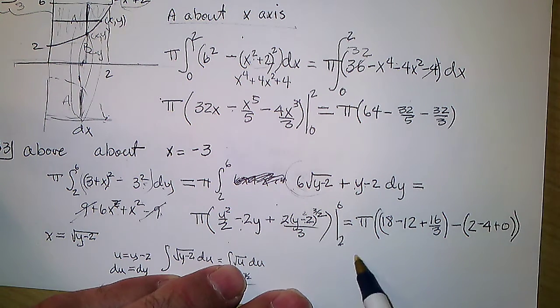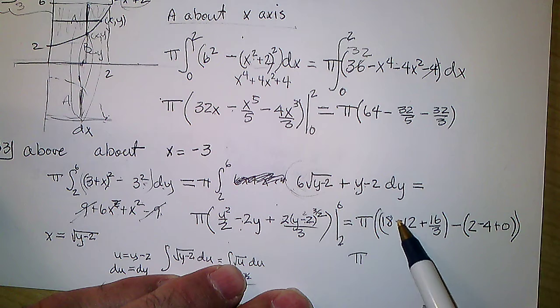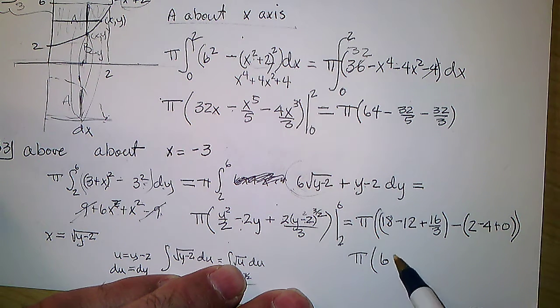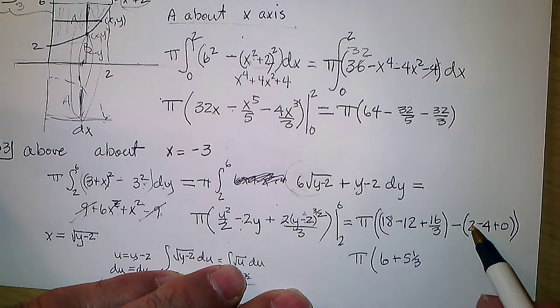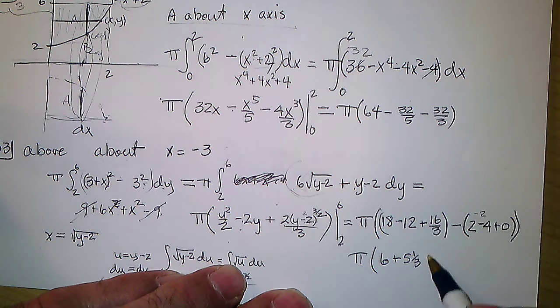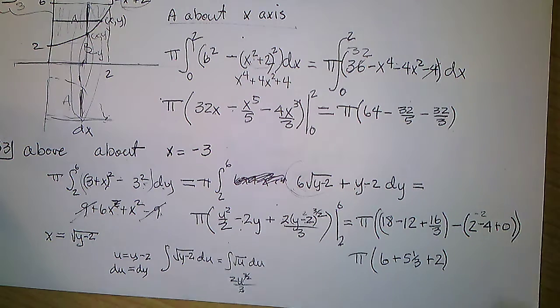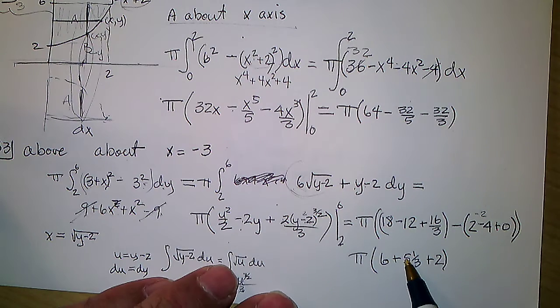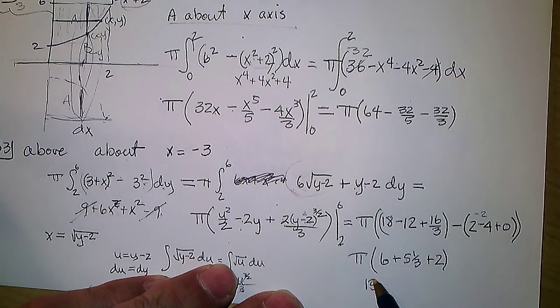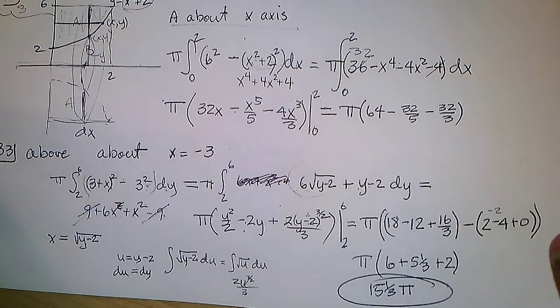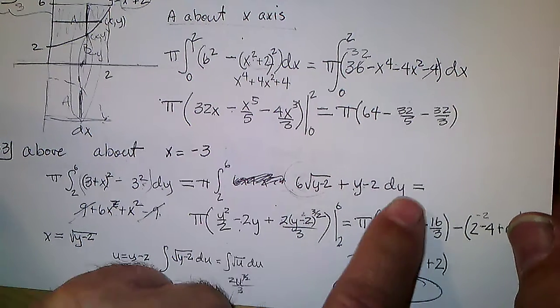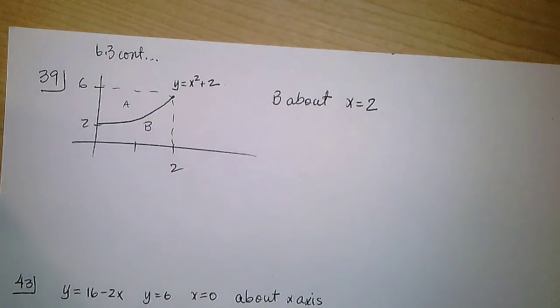So we have pi, 18 minus 12 is 6, plus 5 1/3, and 2 minus 4 is minus 2. Minus 2 is plus 2. So we've got 6, 8 plus 3 is 15 and a third pi. 15 and 1/3 times pi. Hopefully I didn't make any arithmetic errors in there. Almost started to integrate with respect to x, but it's dy. Okay, 39.